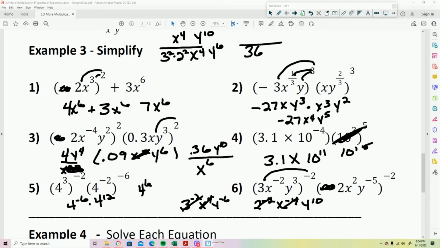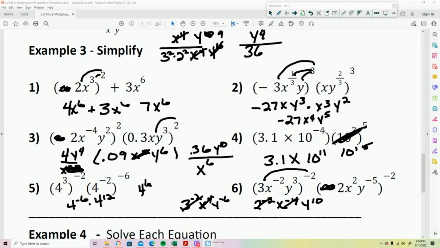Now I can simplify this. x^4 divided by x^4 is just 1. Any number divided by itself is 1, so they actually cancel out. Okay, those are good. y^10 divided by y^6, well there's 10 y's up here and 6 y's here. I can cancel out all but 4 of these. So those go away and I've got 4 left. So I just get y^4 on the top.